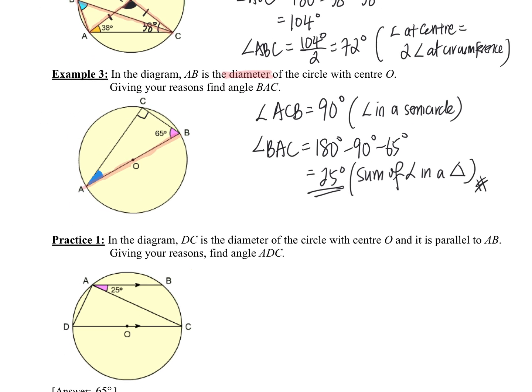Okay, next one. What can I use in this question? Angle in a semicircle again, because when you see the keyword diameter, straight away any triangle that you form must be 90. So go and write that down. DAC is 90. Angle in a semicircle.